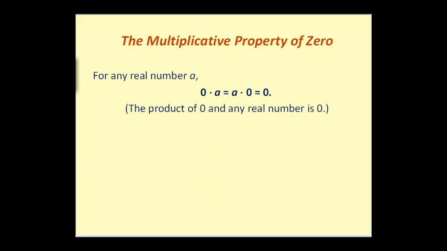Okay, I have a couple other ideas I want to discuss. The next one is the multiplication property of 0. For any real number a, 0 times a is equal to a times 0, which is equal to 0, which means the product of 0 and any number is going to be 0. So 5 times 0 is 0, 0 times 5 is equal to 0.